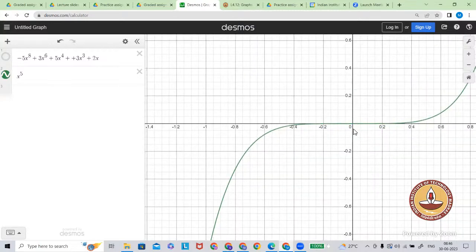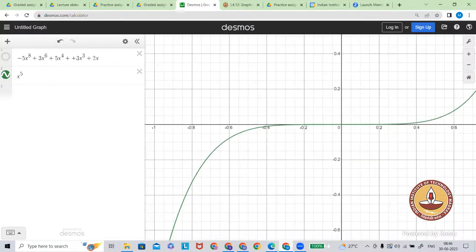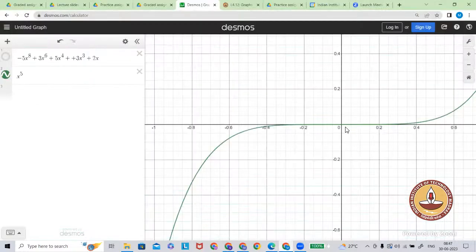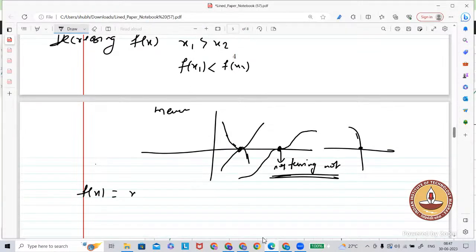See, it looks like it is turning, but it is not exactly turning. That is why we need the analytical definition. Turning means the function value is changing from increasing to decreasing, or decreasing to increasing. At that point the function value is changing. But here this is not the case. It is continuously increasing. So you can directly see analytically, suppose f of x is equal to, here I wrote 5x.